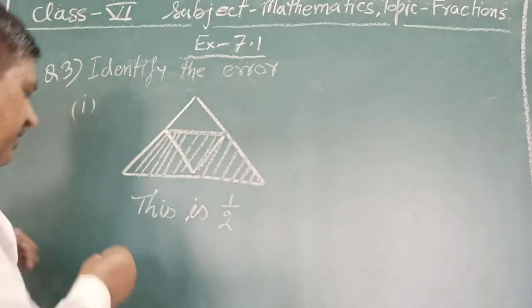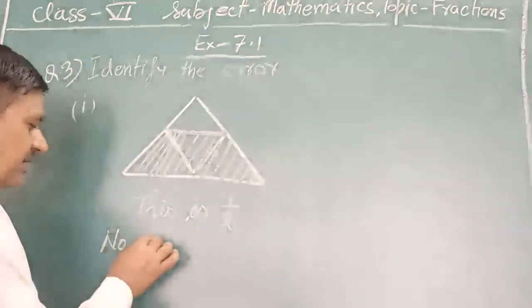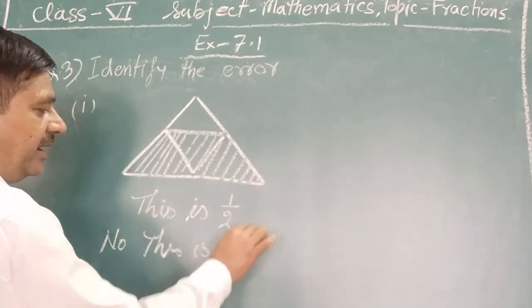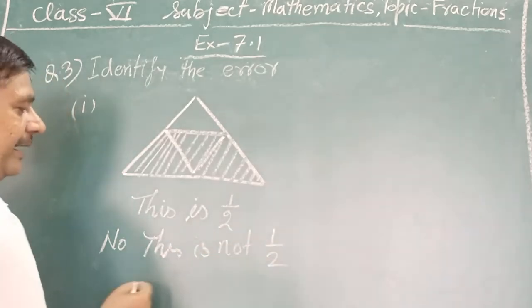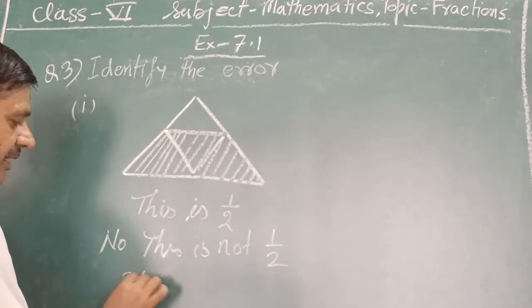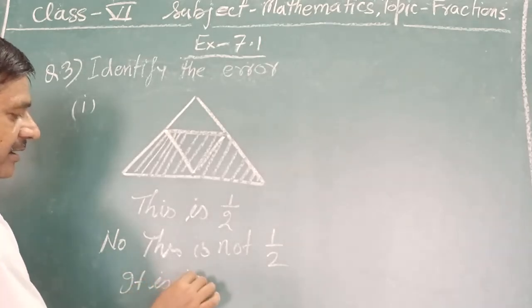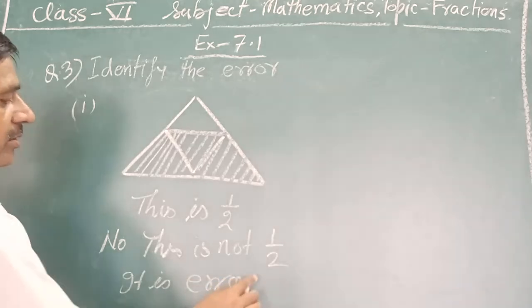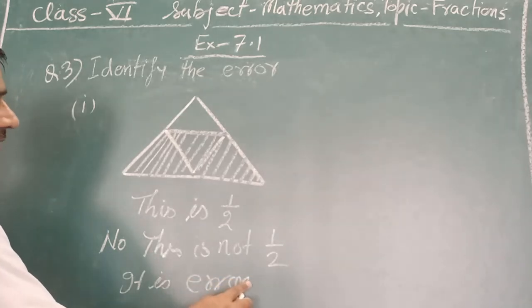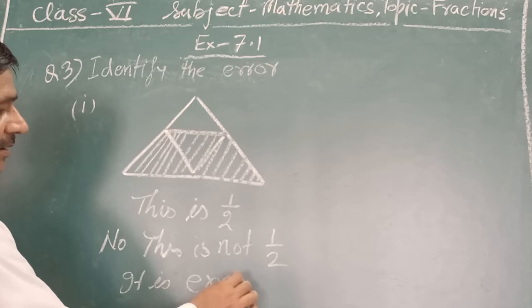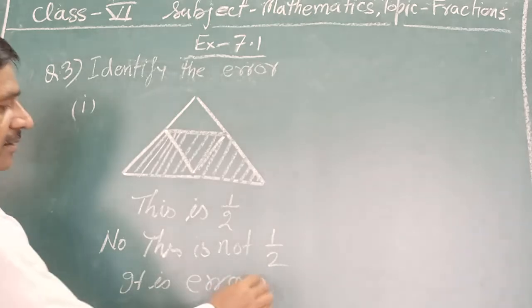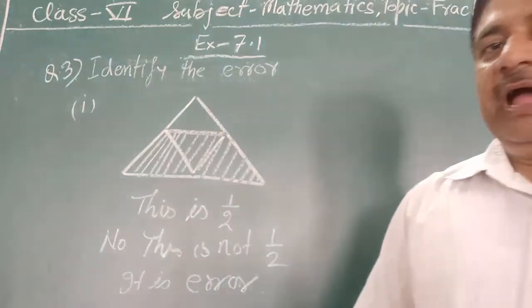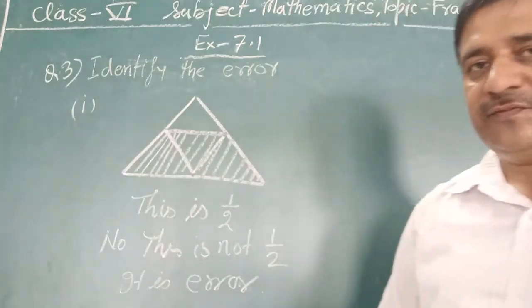So what can you say? No, this is not 1 by 2, and it is an error. Okay, it is an error.